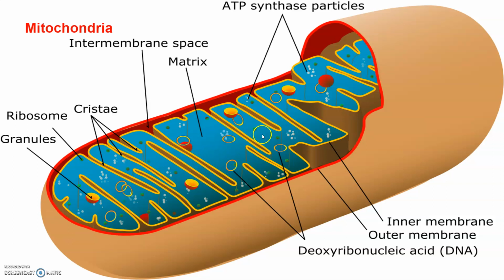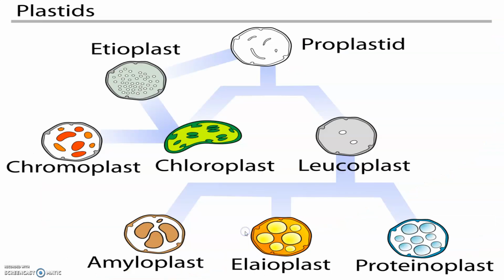Here you can see the single circular DNA that is present, and a few RNA molecules also. Ribosomes are of the 70S type, whereas in a prokaryotic cell we know that they are of the 50S type. These components are required for protein synthesis, and mitochondria also divide by fission.